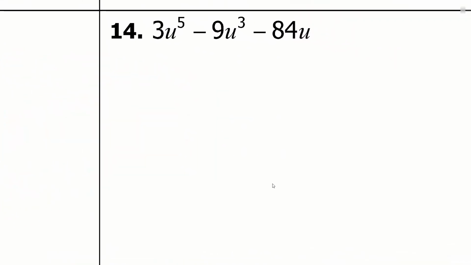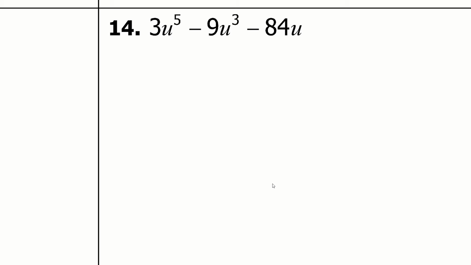All right, next is number 14. Will something come out of all these? Well, definitely the u, right? Definitely the u. But what about 3? Won't 3 come out of them too? So I'm going to pull out 3u. So that leaves me with u to the 4th. Negative 9 divided by 3 is negative 3, and that's going to end up with u squared. Negative 84 divided by 3 is negative 28, and the u's cancel.